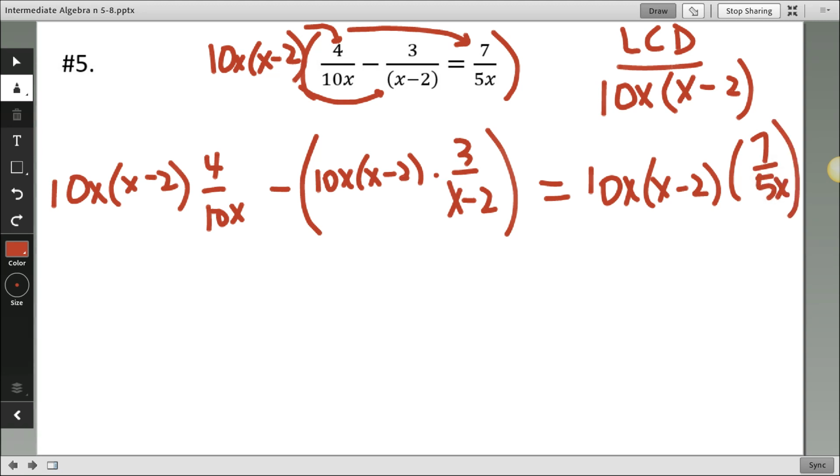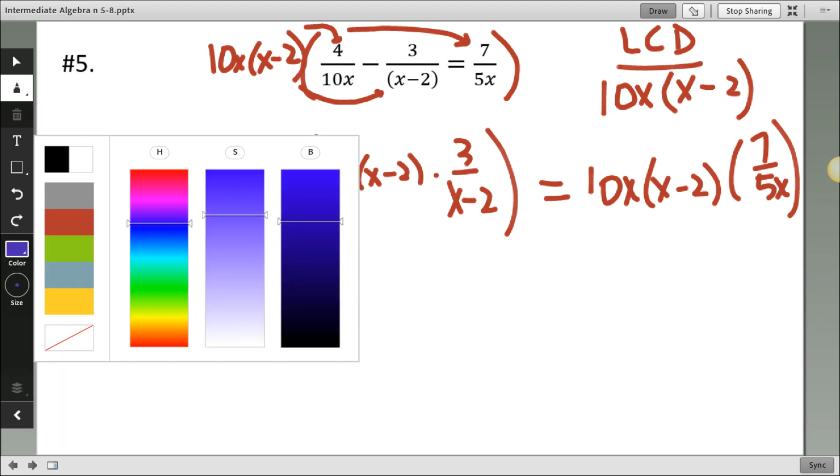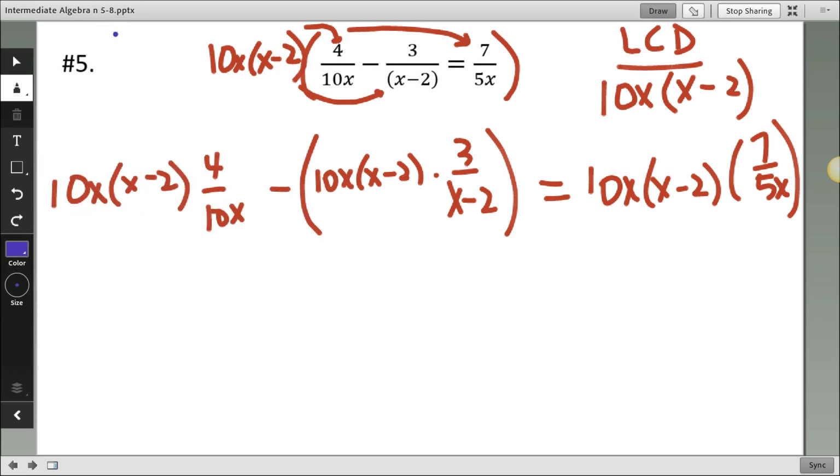So we're going to multiply all these things now to cancel out the fractions, leaving us with just an equation that we can solve sort of easily. So let's see what cancels here. So let's take a look at the first term. I notice that this has a 10x and my denominator is 10x. So because those are the same, those are going to cancel. And that's going to leave me with 4 times x minus 2.